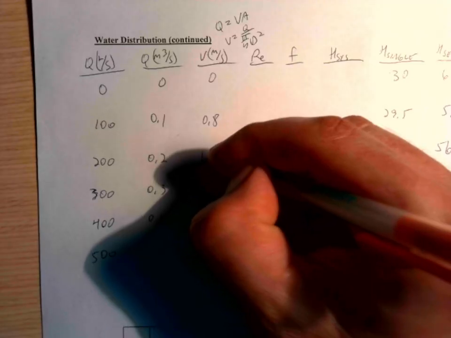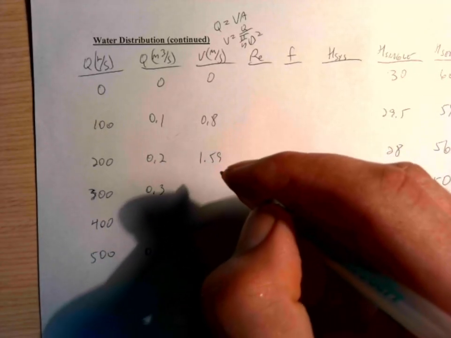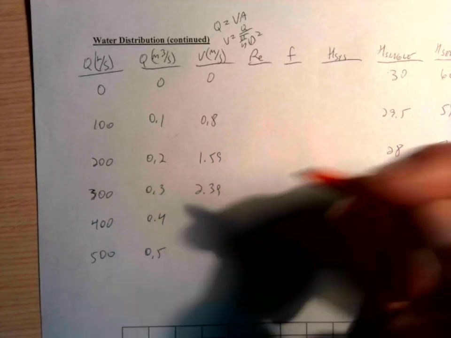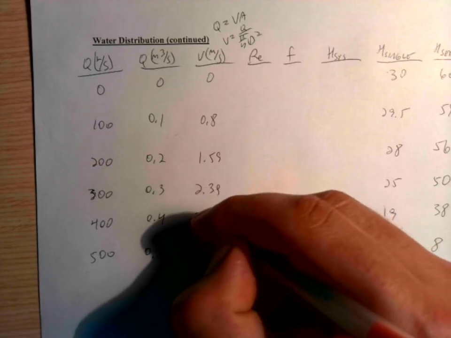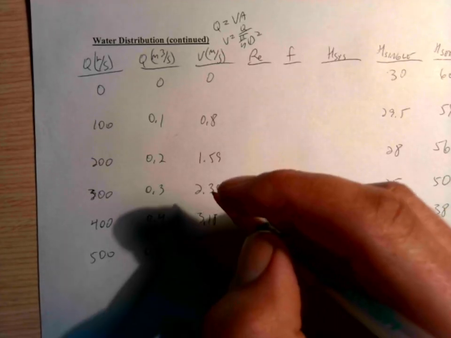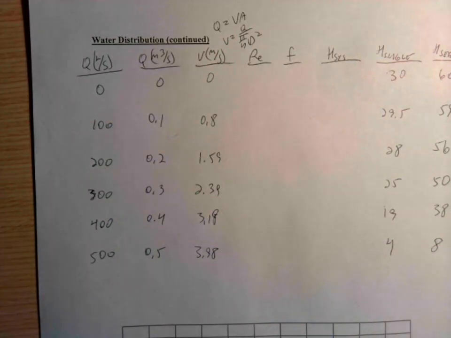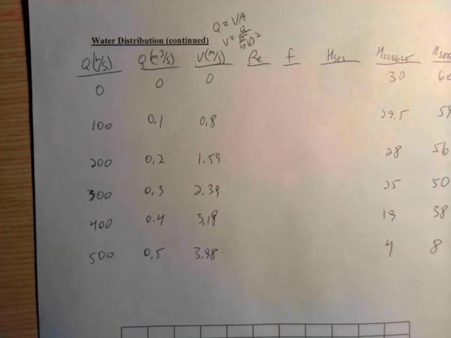Next will be 1.59, and then 2.39, and 3.18, and 3.98. Okay, these will be the velocities at each of those flows.